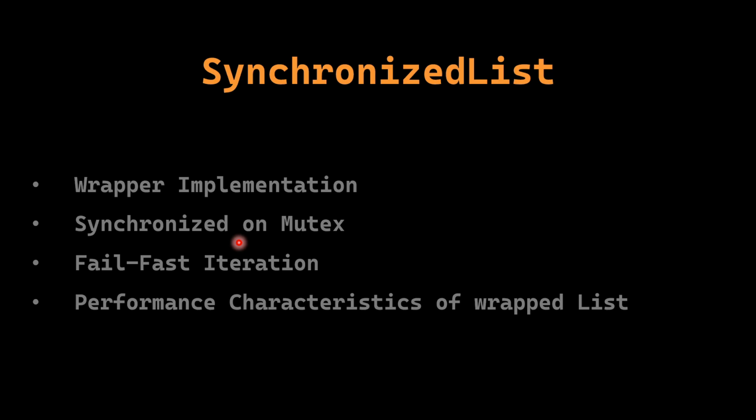However, iteration requires careful handling. Similar to Vector, synchronized list exhibits fail-fast iteration behavior. The critical difference is that iteration requires explicit client-side synchronization. You must manually synchronize on the returned list during iteration to prevent ConcurrentModificationException and ensure thread safety during traversal. This places more responsibility on the developer but offers greater control.